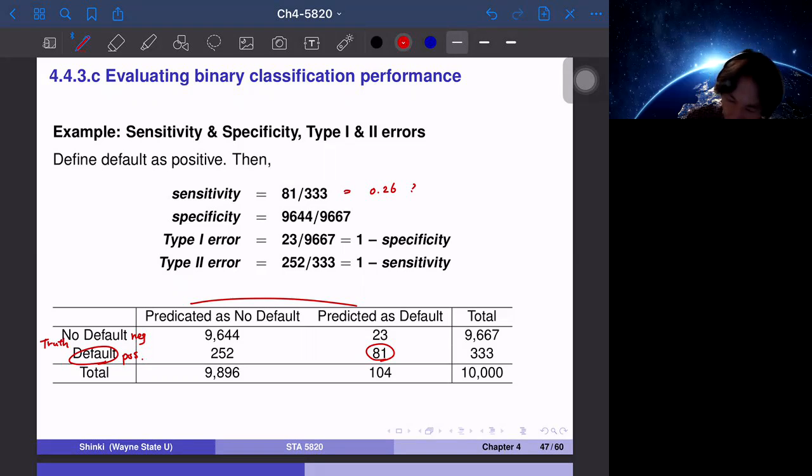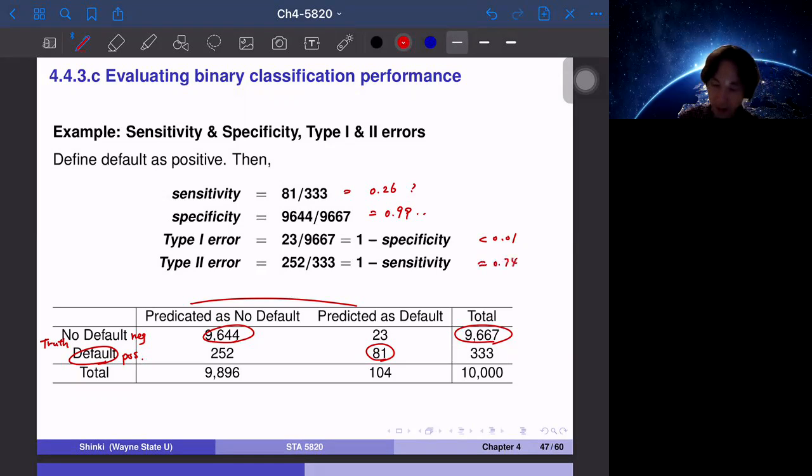Specificity is very high because in total we have 9,667 people in the no default group, and most people are predicted as that. So the specificity is 0.99 something, so it's pretty high. Type 1 error is small, less than 0.01. And type 2 error is pretty large, 0.74.